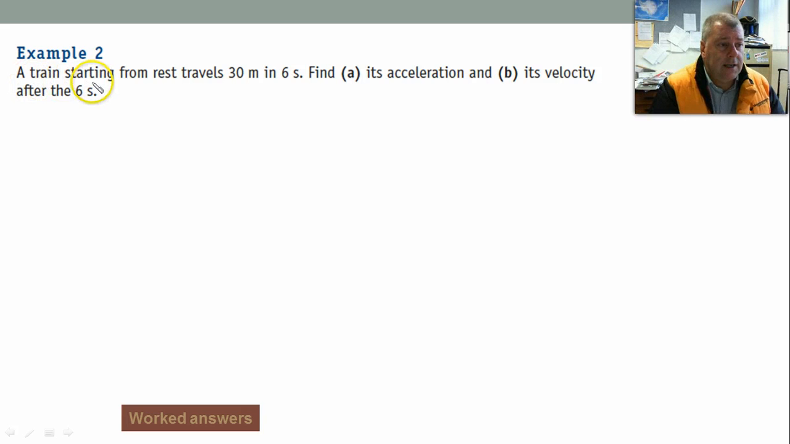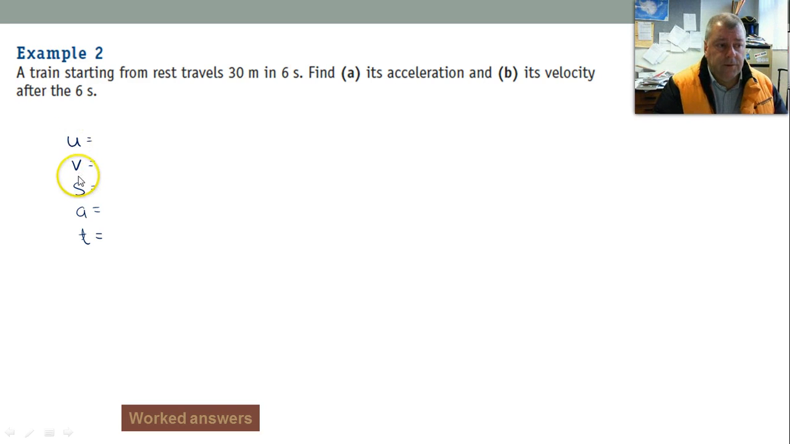A train starting from rest travels 30 meters in 6 seconds. Find a, its acceleration, and b, its velocity after the 6 seconds. So now we've read it. It's a train starting from rest, accelerating, moving a distance. Okay, I can picture that. Let's look for the information now that we're going to use.